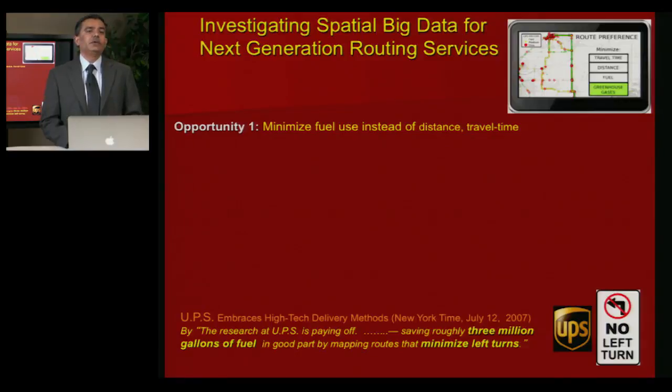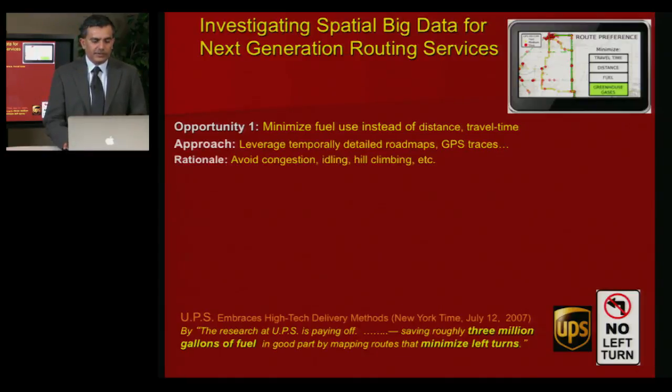And nowadays, in fact, the newer cars turn off the engines when you're waiting on left turns. So now you can imagine, if UPS can save millions of gallons, what happens if all of us start trying to do that? Society as a whole will gain a lot. It will reduce fuel consumption and greenhouse gas emission. So this is an opportunity, and the question is, what can we do towards that? There are new data sets which are coming online. One we call temporally detailed roadmaps and GPS traces, which can give you a very good hint on where the idling is, where the delays are. And once you leverage this data, you can reduce that waste of fuel.